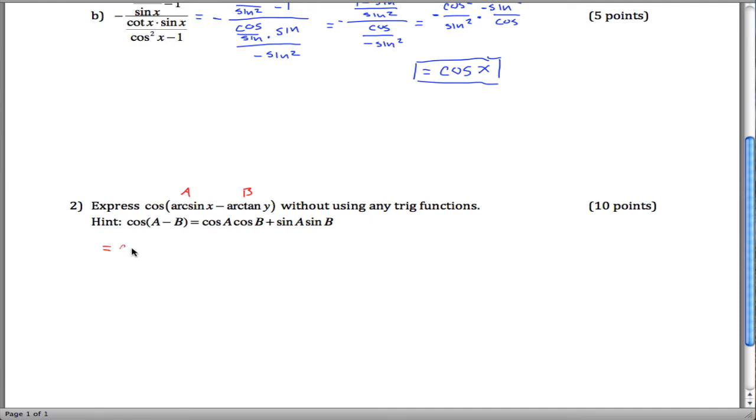It's the cosine of arcsine of x times the cosine of whatever B is, arctangent of y, plus the sine of whatever A is, A being arcsine of x, times the sine of whatever B is, arctangent of y.